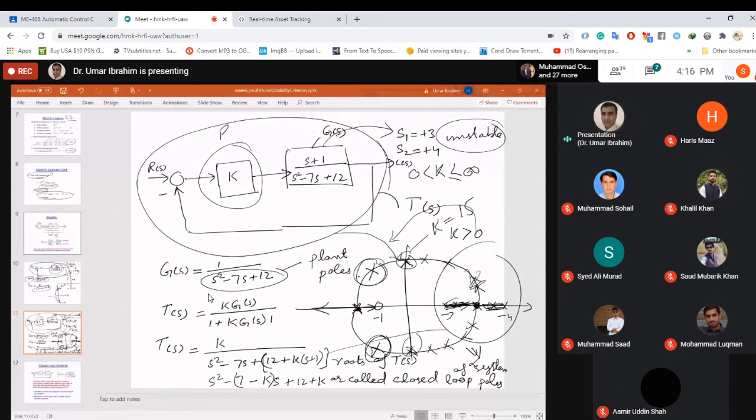Increase the value of K. One of the poles will move in this direction and the other pole will move in this direction. Stable, sir. Stable. Is the system critically damped, undamped, or overdamped? Now do you see the power of a controller? Now do you see the power of a feedback control system?